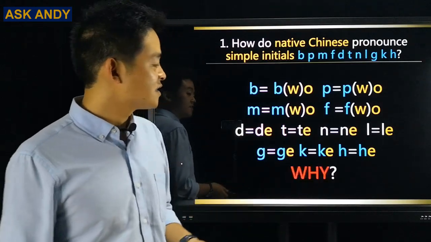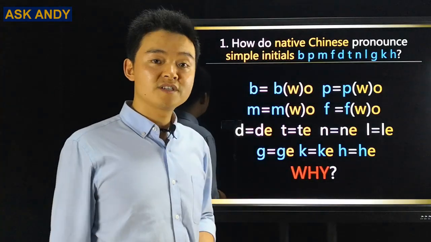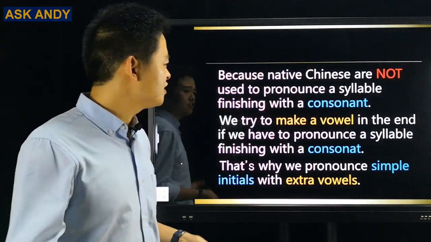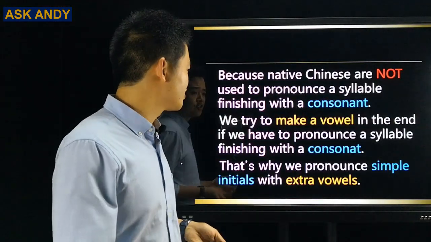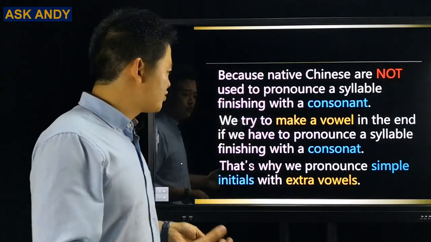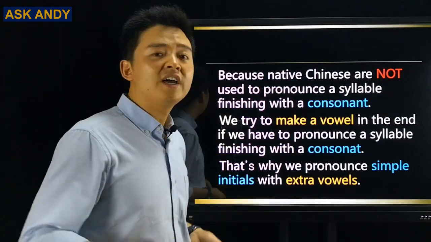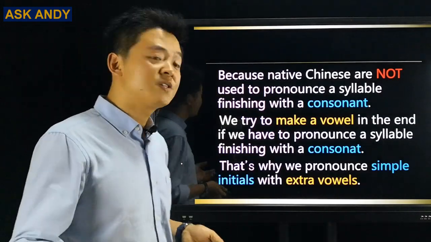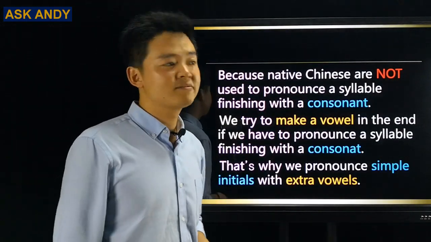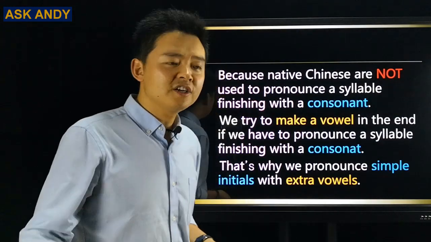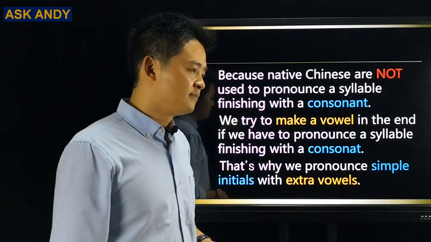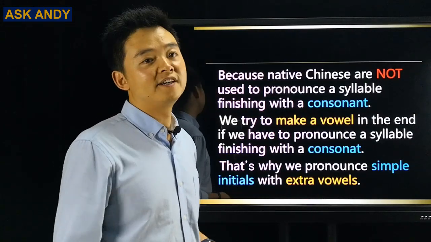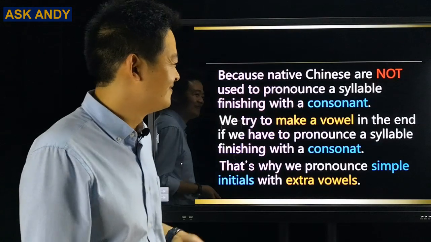Why do they pronounce with extra vowels? The answer is because native Chinese are not used to pronounce a syllable finishing with a consonant. We try to make a vowel in the end if we have to pronounce a syllable finishing with a consonant. That's why we pronounce simple initials with extra vowels. For this point, think about Chinglish, you may understand it better. In Chinglish, you are going to hear 顾的, friend, for good friend. Does that make sense to you?